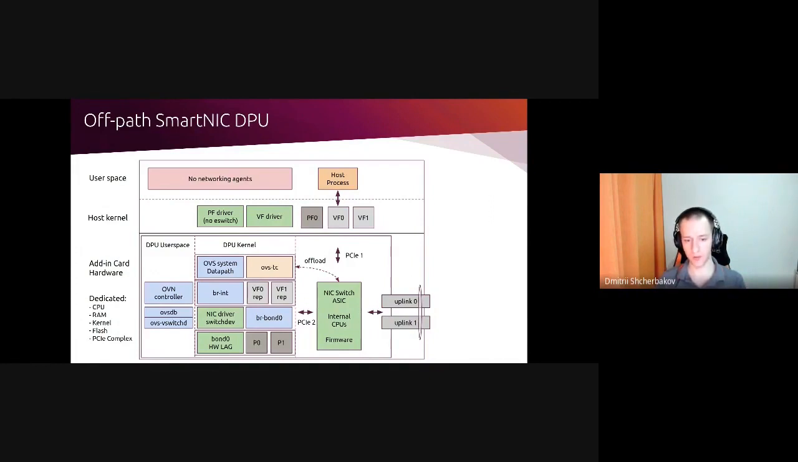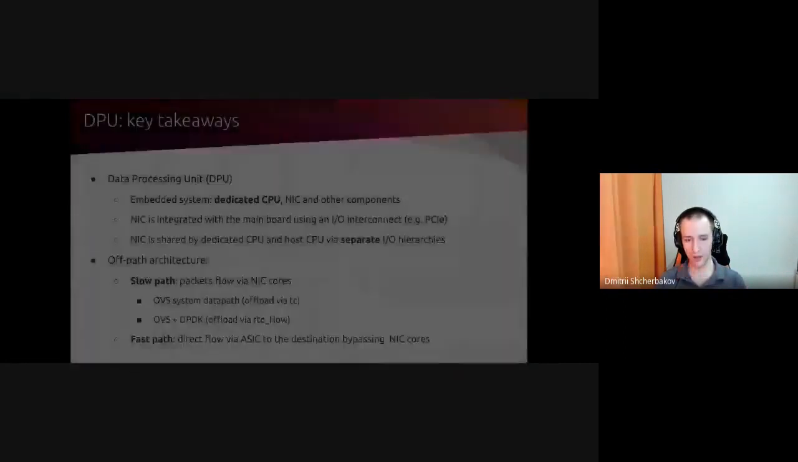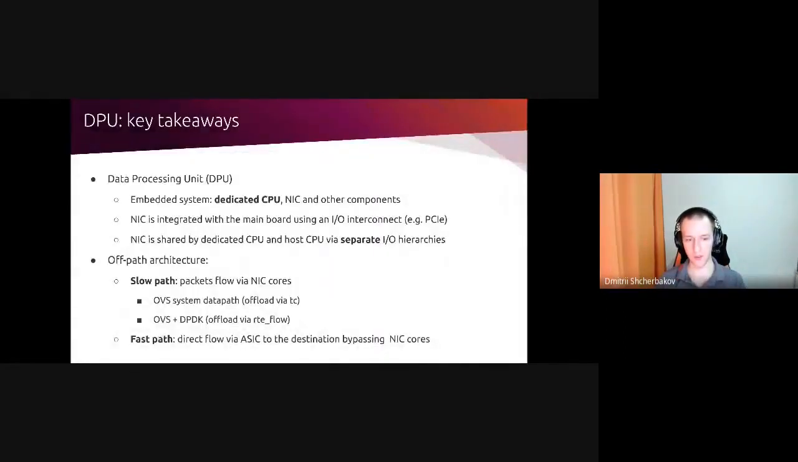So I guess the key takeaways would be that it's an embedded system with its own components and a dedicated CPU that runs its own kernel. The NIC is integrated with the main board using some form of IO interconnect. In most cases it's PCI Express, and the NIC is shared between the dedicated CPU and the main board CPU, and those are two separate IO hierarchies. So addresses are the same on them, and they don't really see each other.